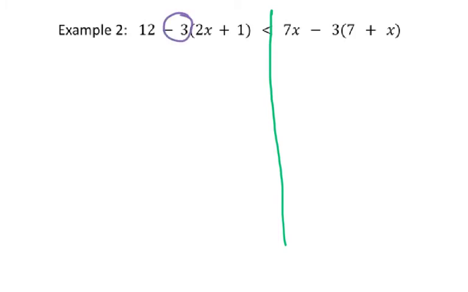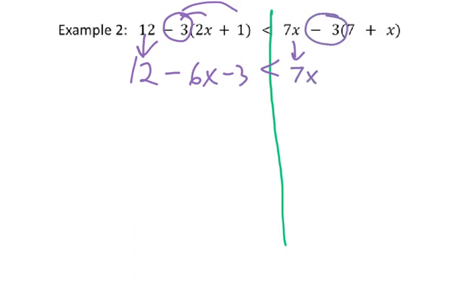So we distribute the negative 3. Don't subtract the 12 minus 3 there because multiplication takes priority. So we have 12 minus 6x minus 3 is less than, bring down the 7x because we're not distributing that. We have to distribute the negative 3 as well. Make sure you look to the left to see its sign. Negative 21 minus 3x.